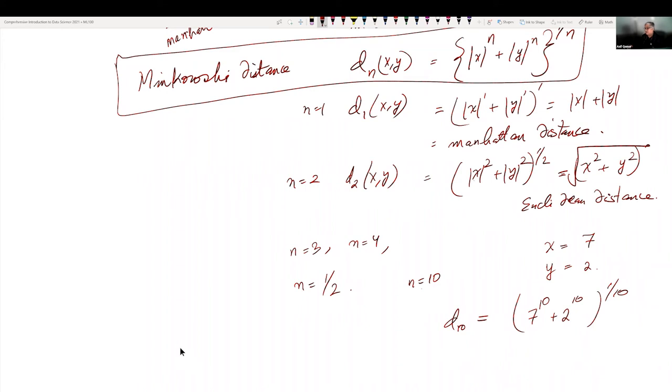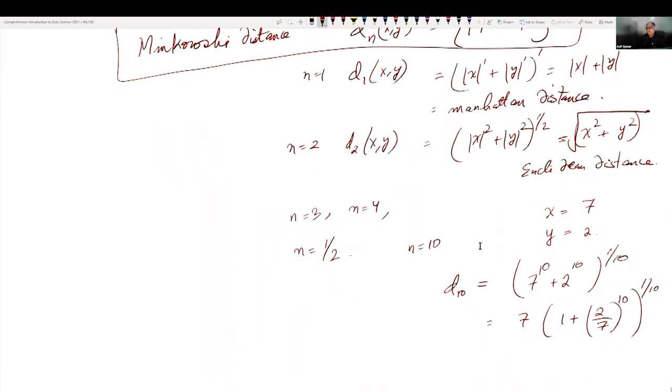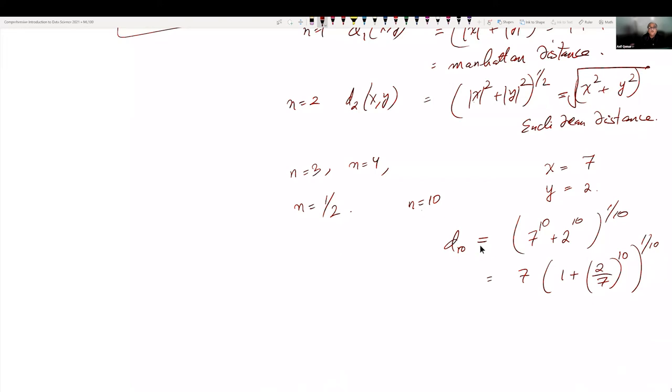Now, 7 to the power 10 is hugely more than 2 to the power 10, isn't it? So another way to say it is that this will be the same as 7 times (1 plus (2/7) to the power 10), to the 1/10. Would you agree? Now, 2/7 is a fraction, a number smaller than 1. What is 2/7? 1 over 3.5 is about 0.3. Let me just guess, 0.3 is a reasonable guess, 0.3 and change. So 0.3 squared will be 0.09. Do you notice that the bigger the power, the term raised to the 10 will be approximately equal to 0? And so your D10 will be approximately equal to 7.